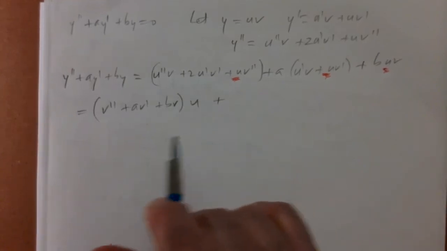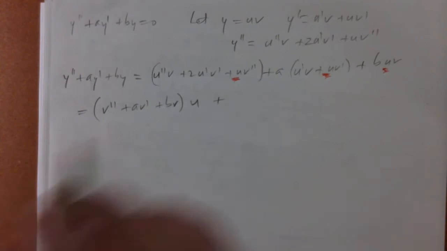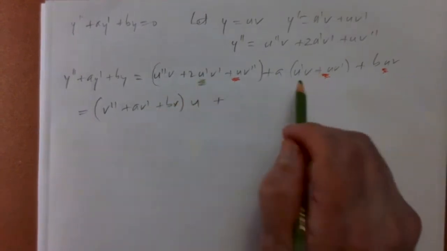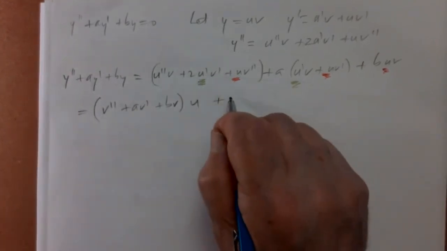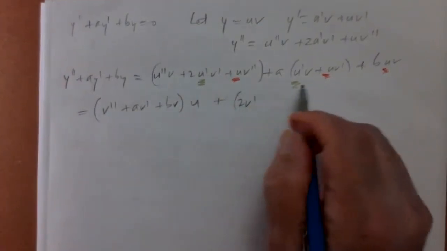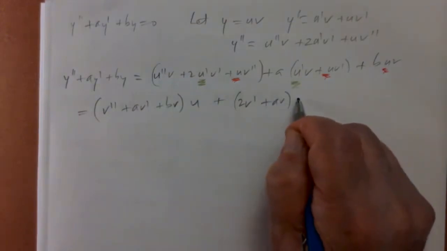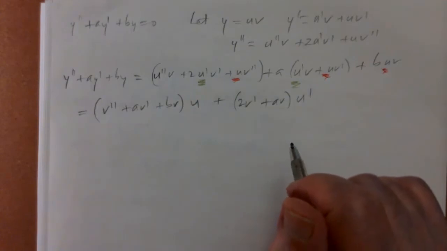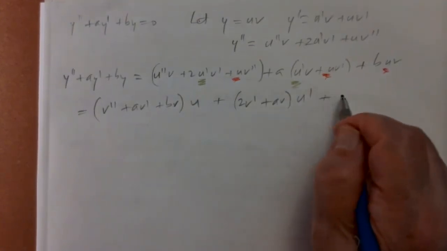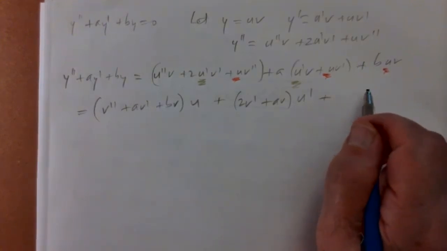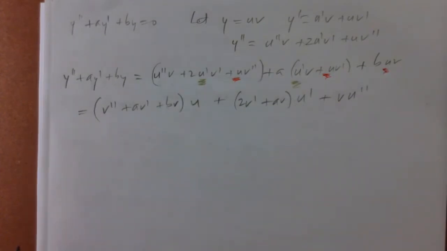then I have some terms that involve u prime. Let's see. Here there's a u prime, and here there's a u prime. So I have plus 2v prime plus a v, times u prime. And then I have one last term, which is v u double prime.